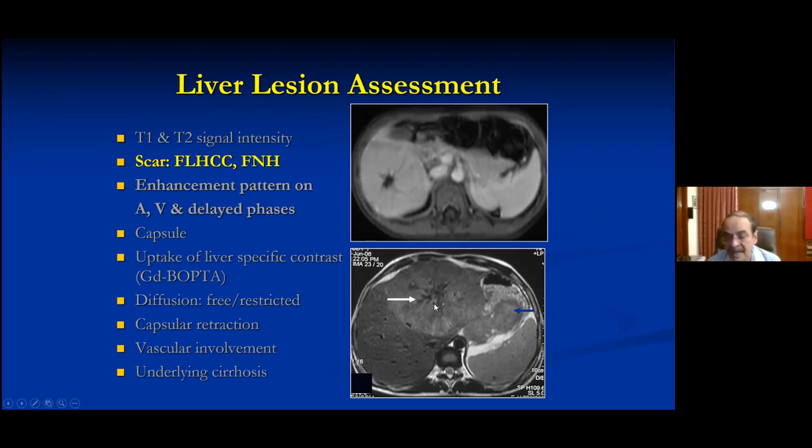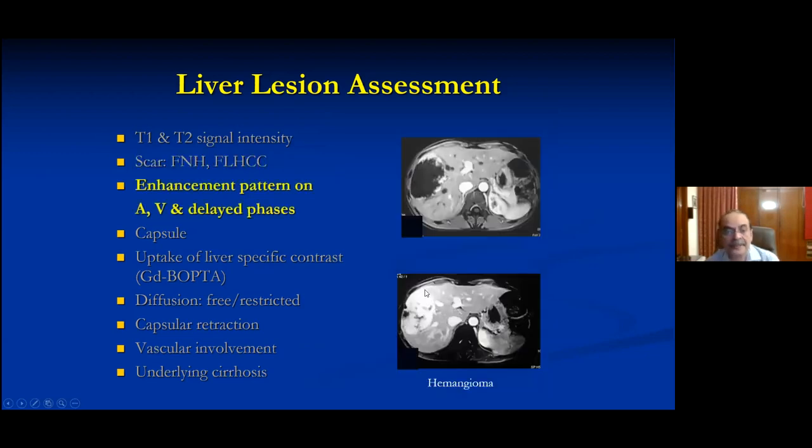Fibrolamellar HCCs have a high propensity to metastasize to lymph nodes. Almost 50% of them will show metastatic locoregional lymph nodes, and these are all enlarged lymph nodes from this large FLC in the left lobe of the liver. Contrast kinetics is really where the money lies, and this is the most critical step in evaluating a focal liver lesion. We see how the lesion behaves in the arterial phase, in the venous phase, and then in the delayed phase.